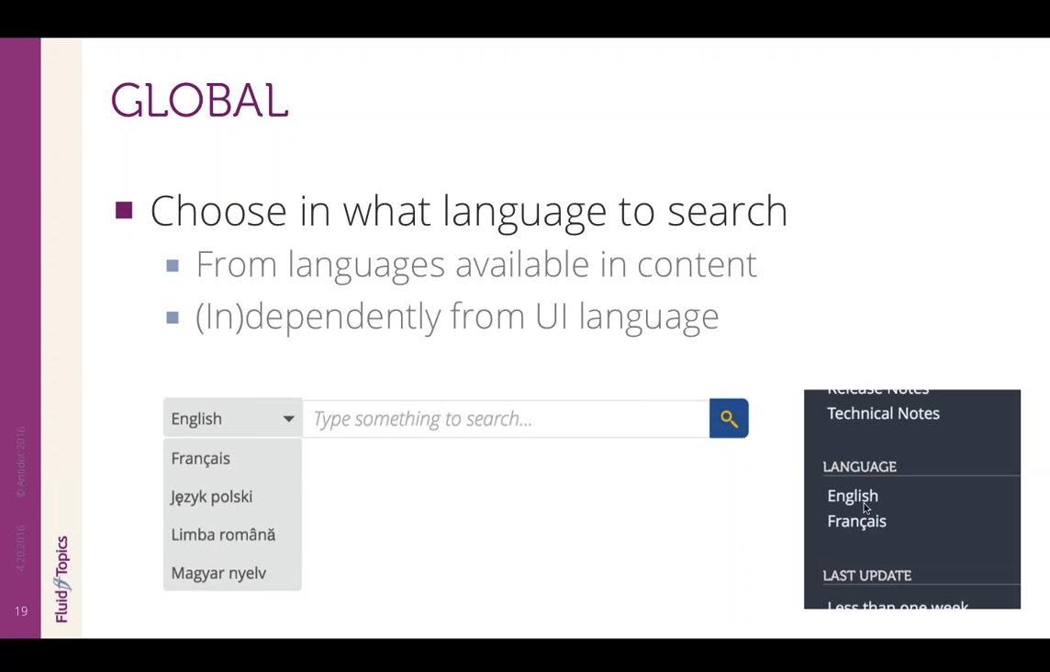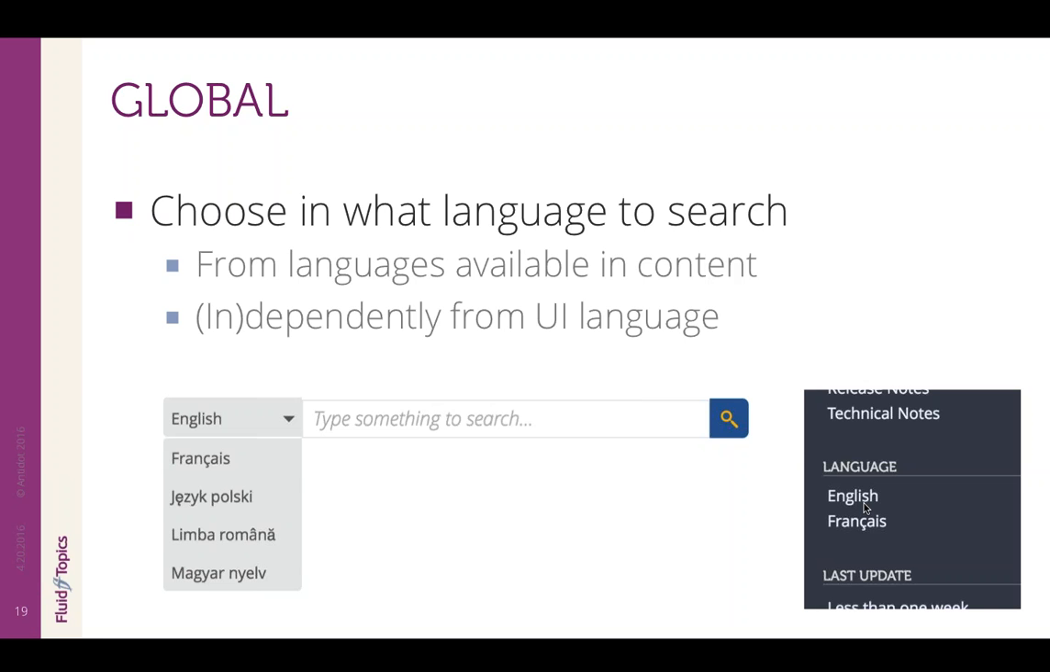The same way, the search language can be set according to the user profile, can be chosen by the user, can be bound or independent from the UI. So Fluid Topics version 3 handles all these situations. Searching in a multilingual corpus can be very tricky, and so during this redesign, we have thought a lot about it.